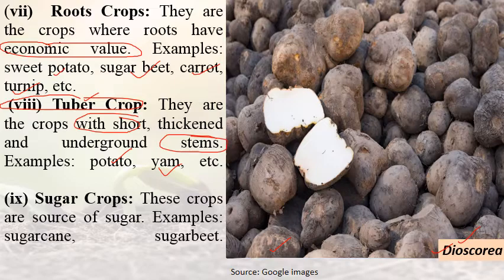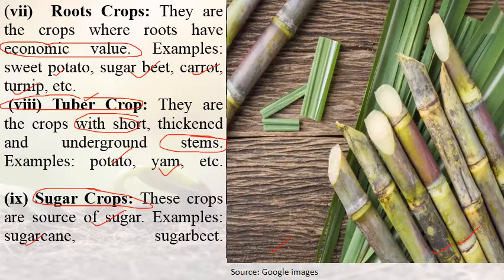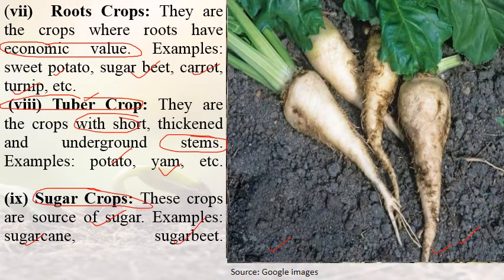Next we have sugar crops which yield sugar. These crops are the source of sugar. For example, we have sugarcane, which is Saccharum officinarum. Then next we have sugar beet, Beta vulgaris. So these are the crops which are used for the extraction of sugar.